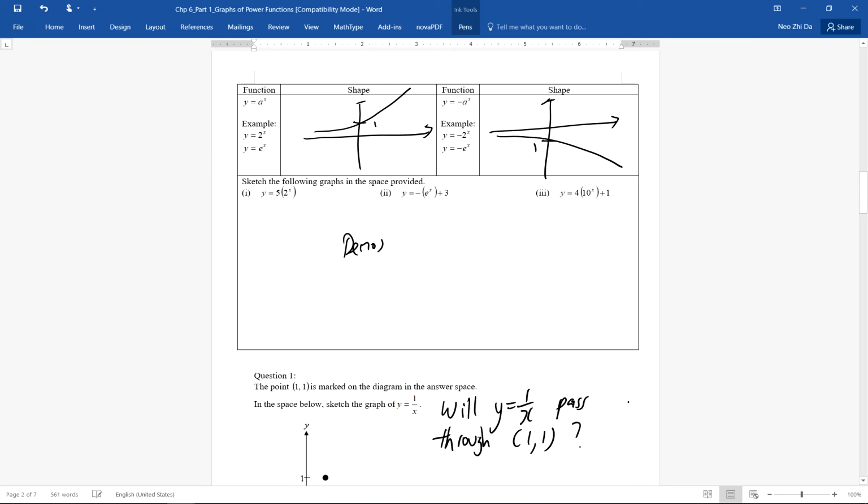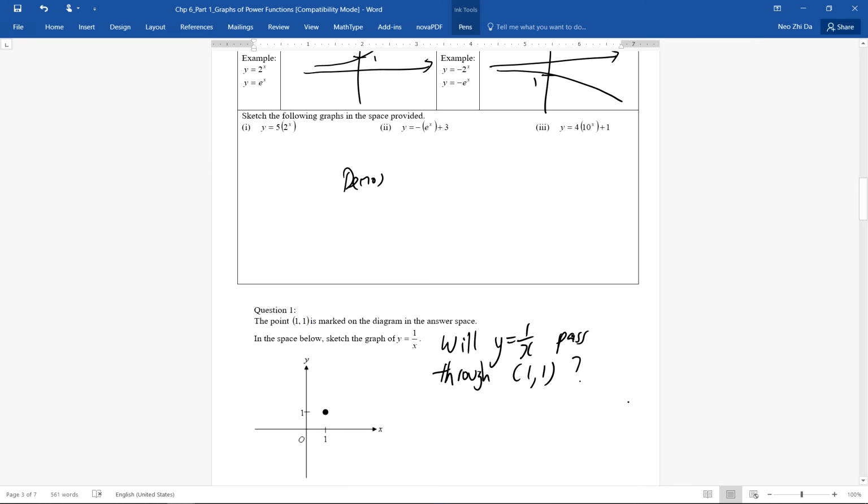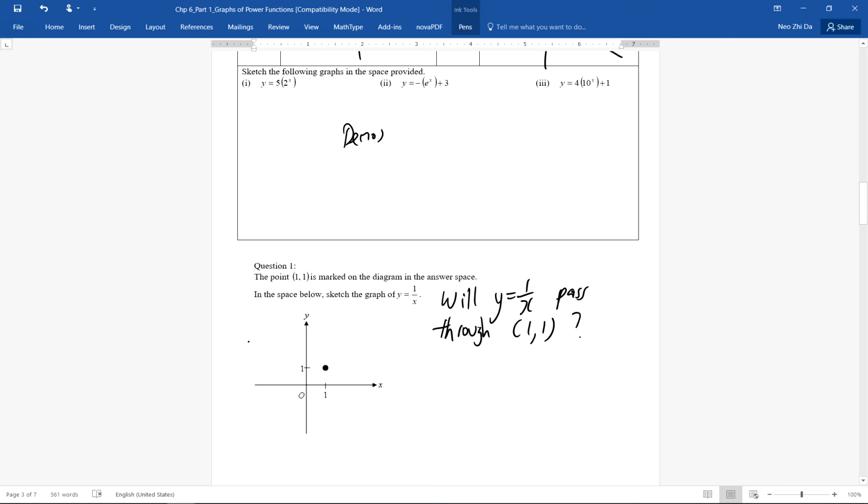Now decimals again. Okay, question 1. What they're actually trying to ask you is to sketch this graph inside. Why is there a dotted line? They are asking you, will this graph y equal to 1 over x pass through 1, 1? If yes, then you draw your graph throughout. First, I want to check out, you substitute x equal 1 inside and see whether your y is equal to 1. Okay? If yes, then your graph here must pass through this one. If no, then is your graph going to be above or is it going to go below? Okay, this one going to be very, very clear.